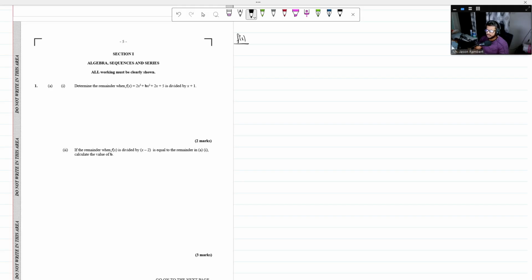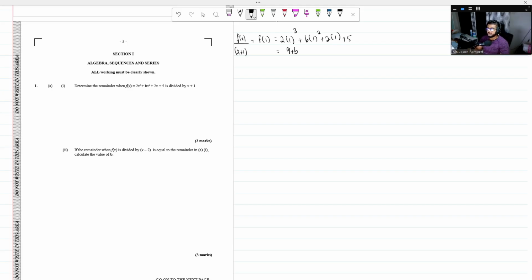f of x divided by x plus 1 is equal to f of minus 1: 2 into minus 1 cubed plus b into 1 squared plus 2 into minus 1 plus 5. And this is equal to 2 plus 2 is 4, 4 plus 5 is 9. So I get 9 plus b. So this is the remainder when f of x is divided by x plus 1.